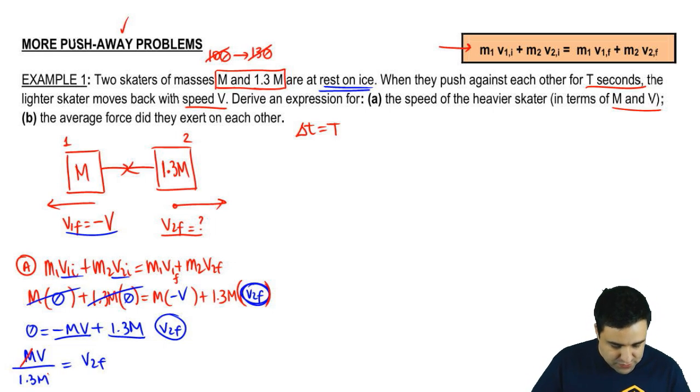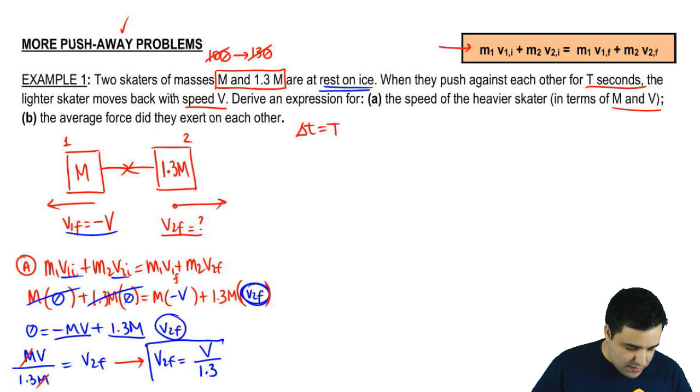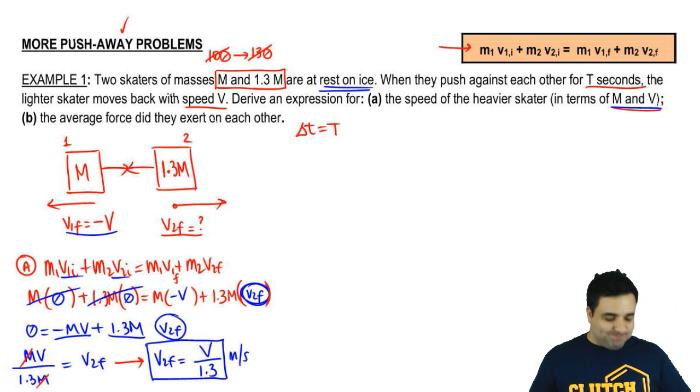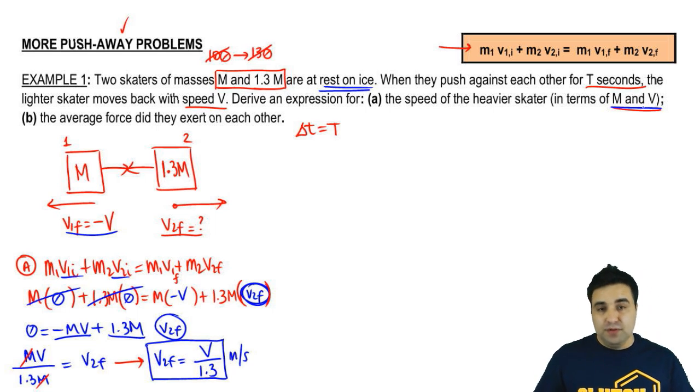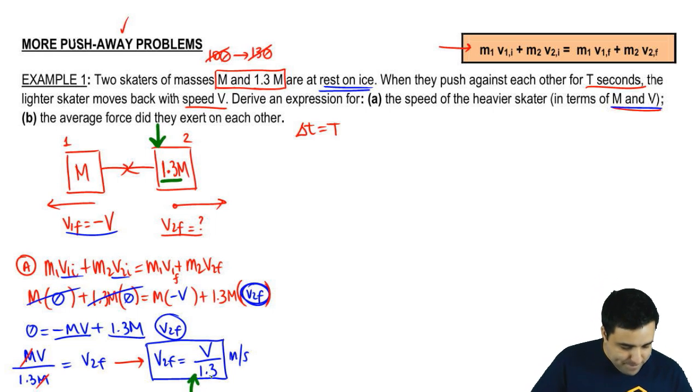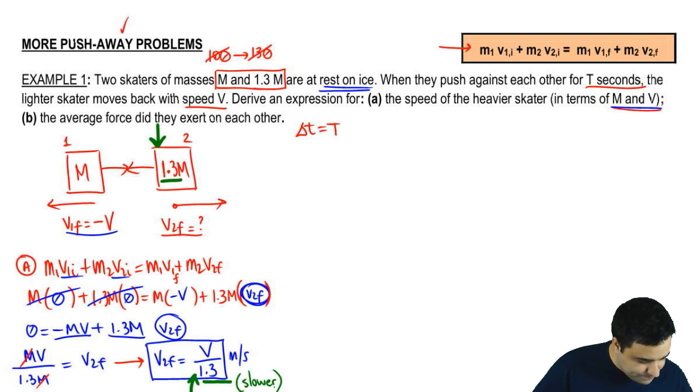Cool. Notice that the masses cancel, and you're left with the final answer, which is that v2 final equals big V over 1.3. The answer was supposed to be in terms of m and v. It doesn't mean that all the variables have to show up. It just means that no variables other than these could show up. So this should make sense because the heavier object ended up being slower by the same factor. It's heavier by a factor of 1.3, and it ended up being slower by a factor of 1.3. And that should make sense.